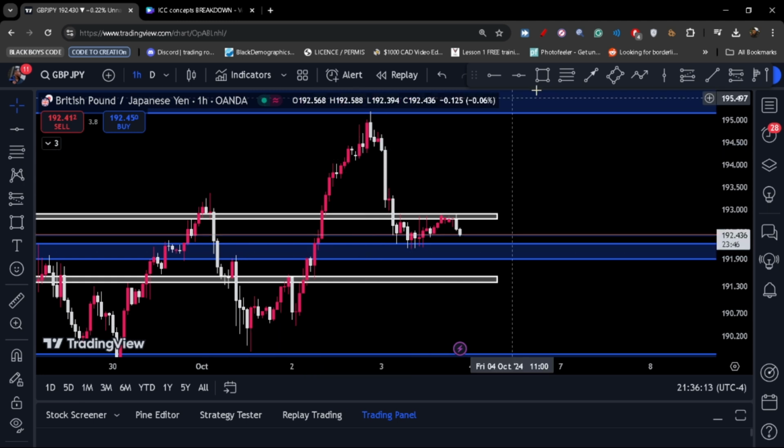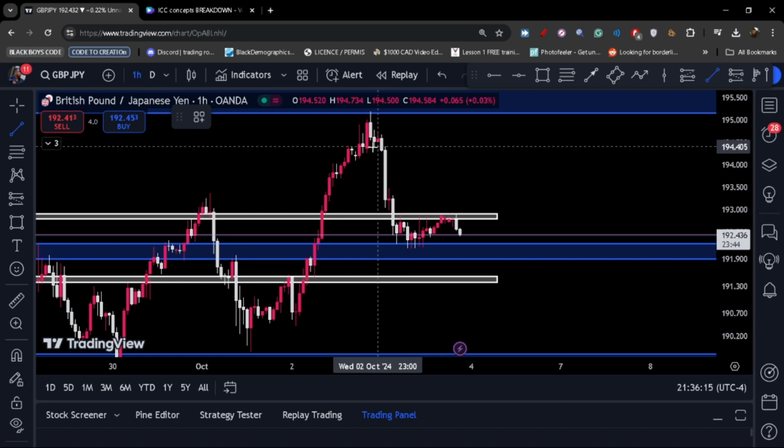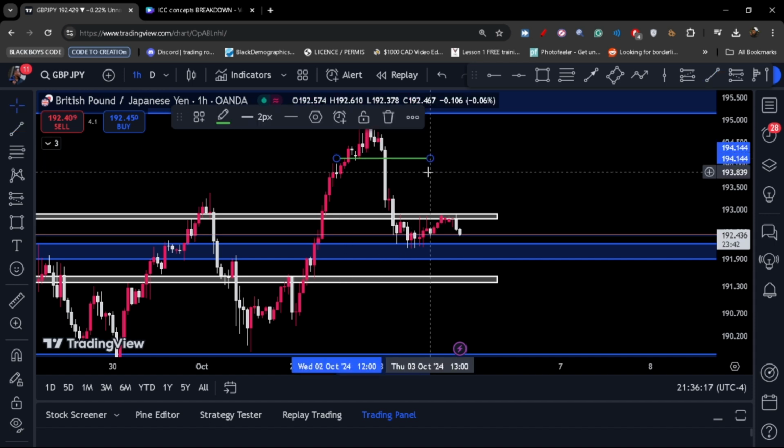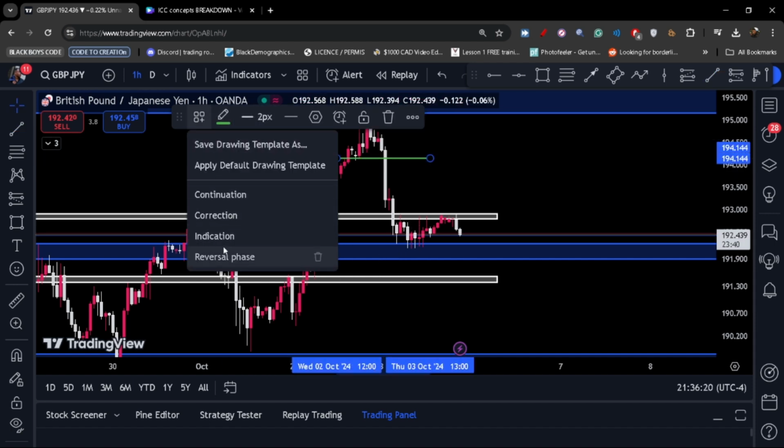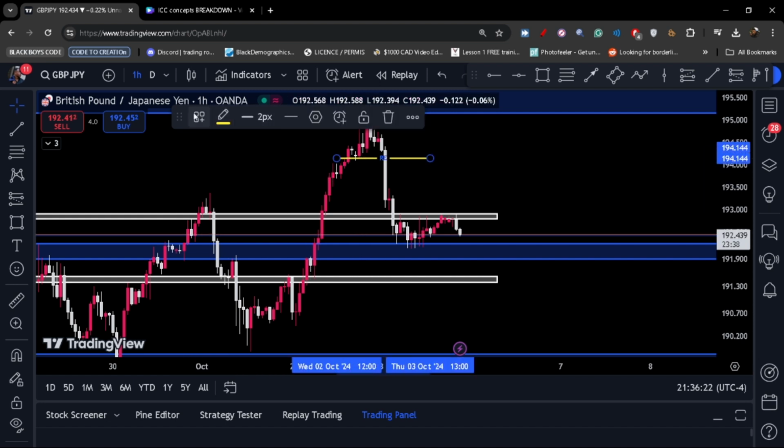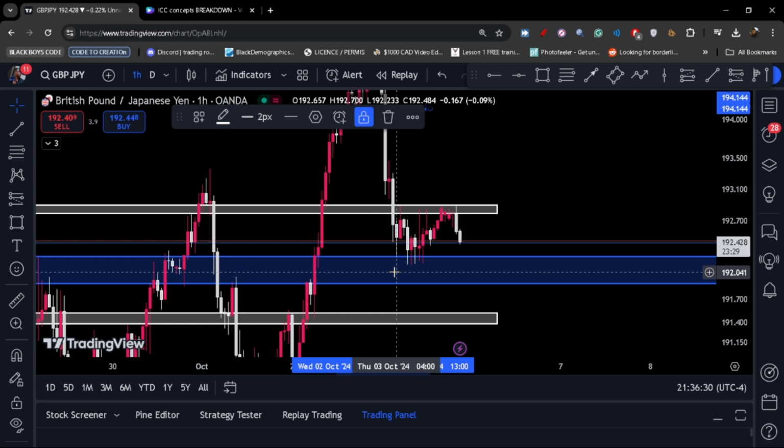In this case, price broke below this low right here, which is the previous low. So this right here is basically the indication. This was the indication right there. Boom, indication. As you can see, price has indicated it wants to go down. Then the correction was basically price going to this daily zone and then retracing here.